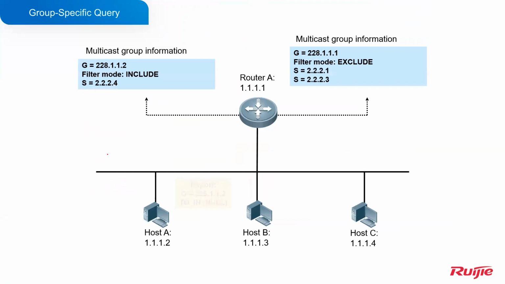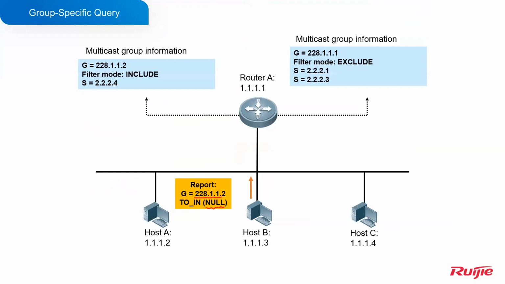And in this case, host B sent another report, G 228.1.1.2. Mode two means I want to switch to include. Include what? Here, actually, it should be the source address, but it's none. None means I don't want to receive it anymore. So as we said, it's a kind of leave message.